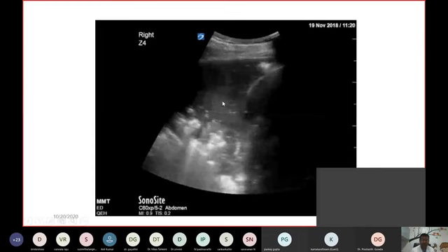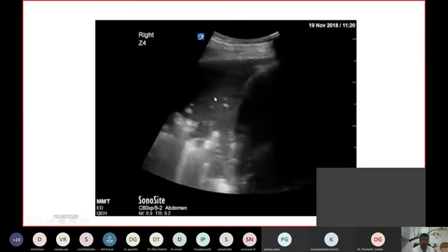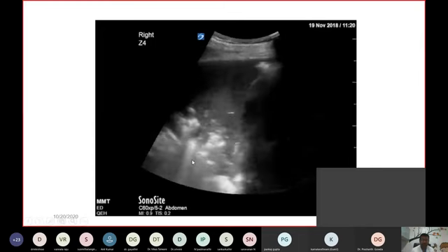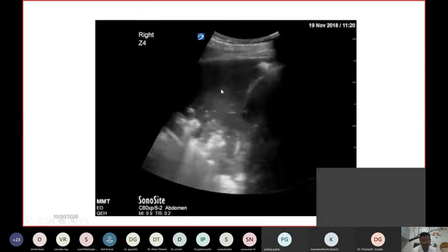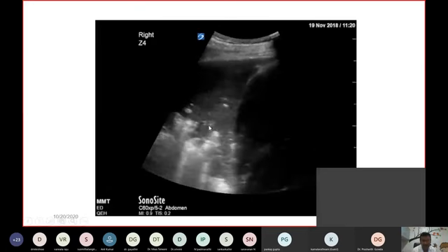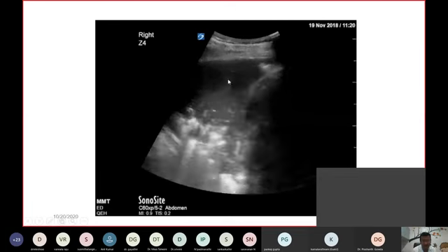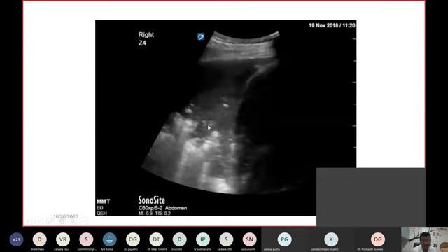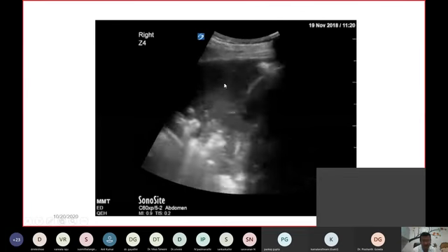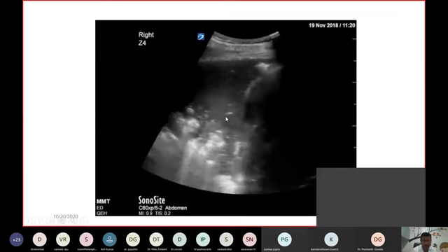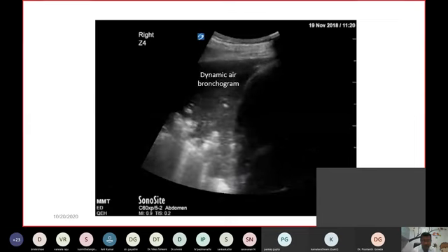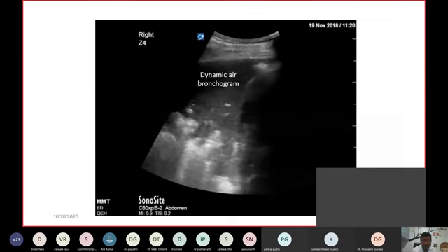Now concentrate on this area. With inspiration, the lung will move down towards the diaphragm. With inspiration, you can see there's a movement away, and with expiration, there's a movement towards. You can see the white dots. These are your air bronchograms, which are moving nicely within the lung, and that is what we call a dynamic air bronchogram. You can appreciate them nicely.